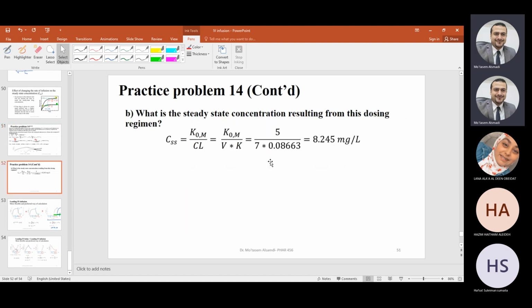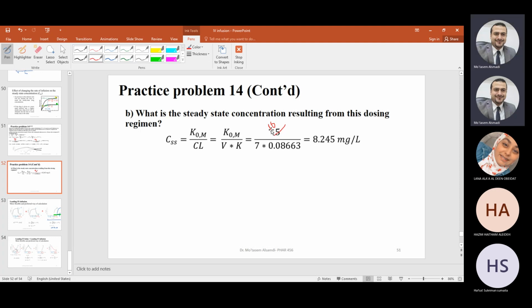What about the steady state concentration in this case? Because now the one that's continuous is not the 5, it's the what? It's the 10. So you replace this 5 by 10. Right? This is the only thing that you need to change.